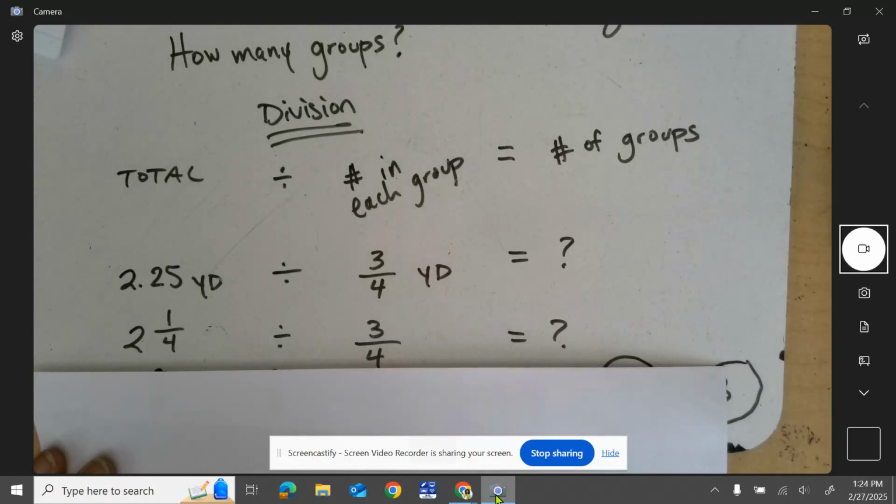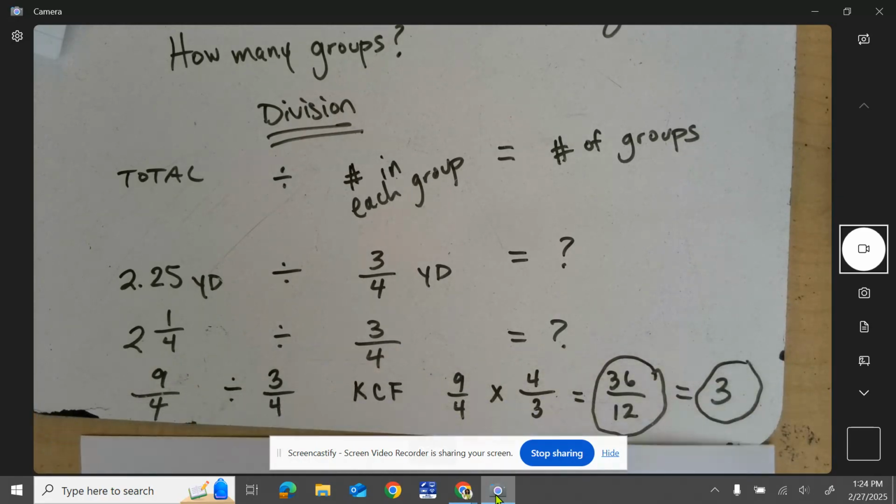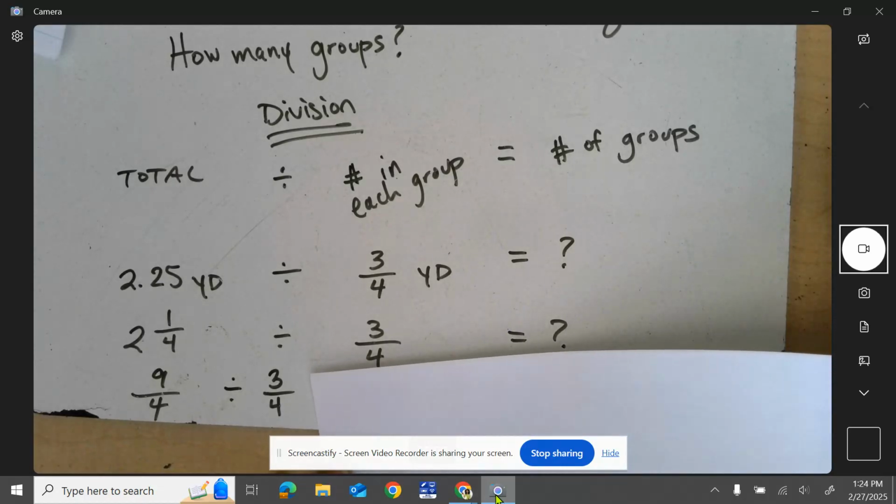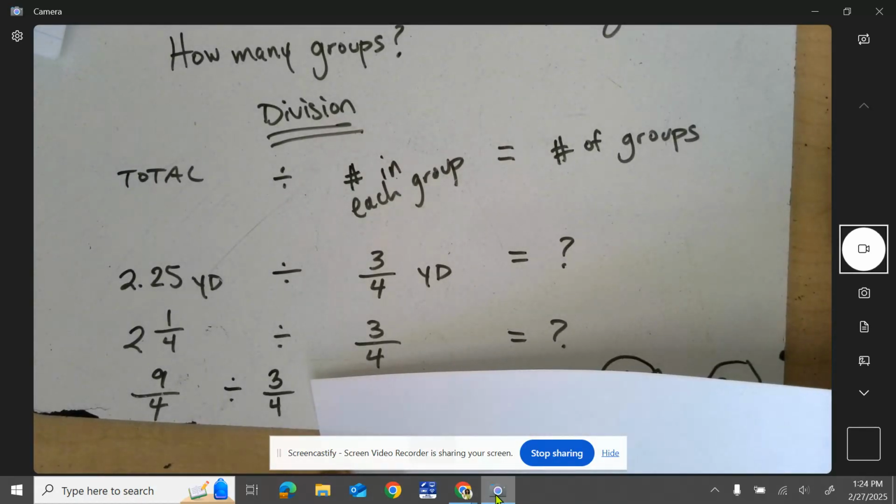Okay, that's still hard to do because this is a mixed number divided by a proper fraction. So then you have to turn it into an improper fraction. Improper is 2 times 4 is 8 plus the 1 is 9. 9/4, divided by 3/4. Okay, so now we finally went from 2.25, 2 1/4, to 9/4. Now we can finally divide.